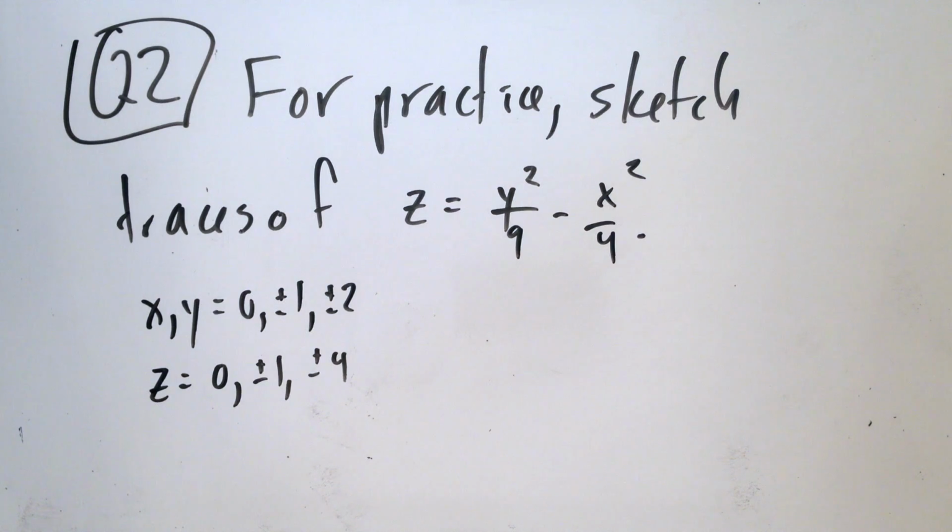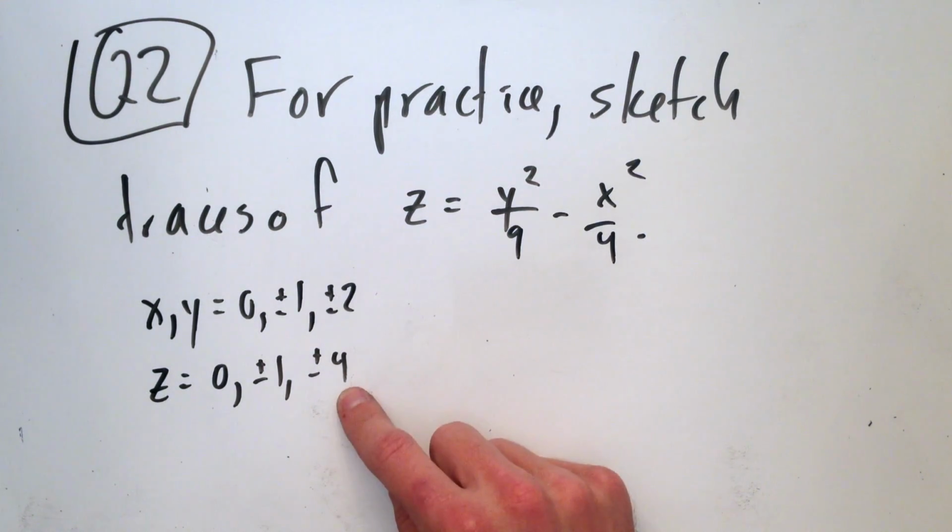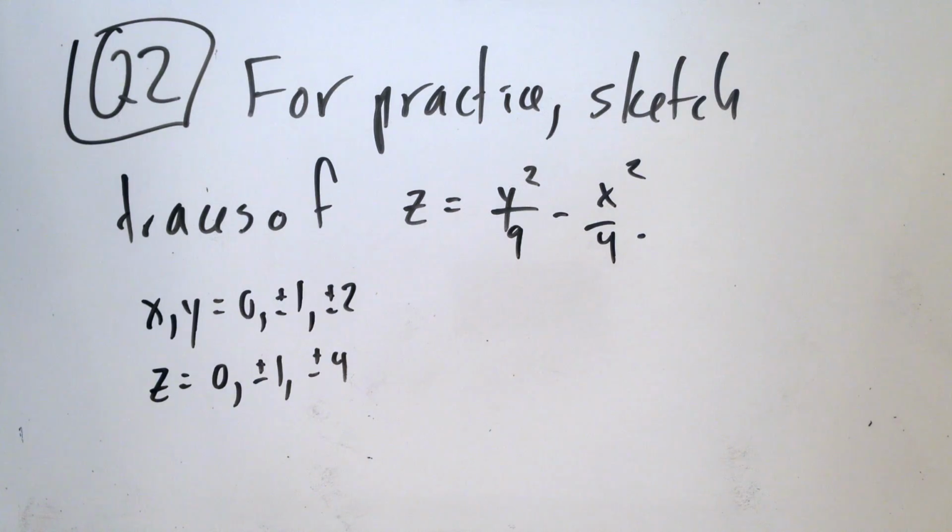And then for z, just to make your life a little bit easier, how about 0, plus or minus 1, and plus or minus 4? Put the plus or minus 4 here because it'll be a little bit easier to sketch the hyperbolas if you have a square here instead of a non-square. So just go ahead and try those out.